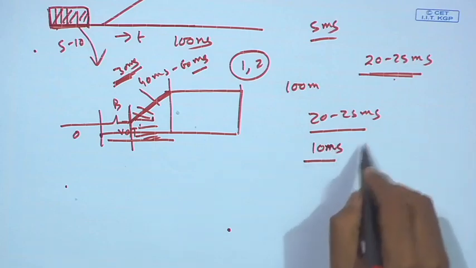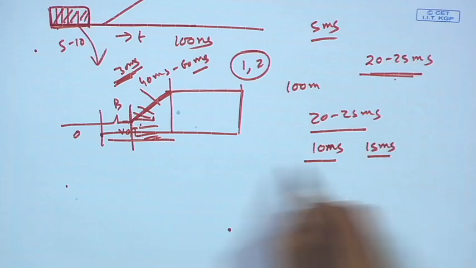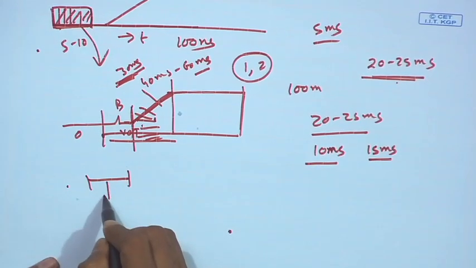Okay. You can shift it 15 millisecond also, but what will happen is for every 15 millisecond I get a vector.